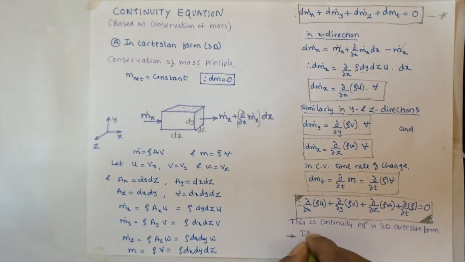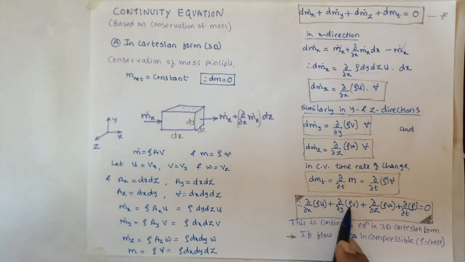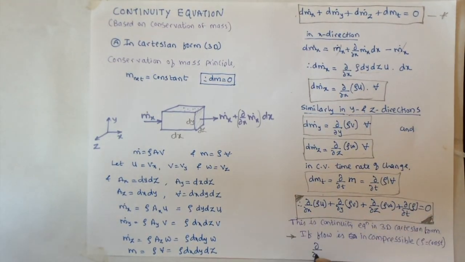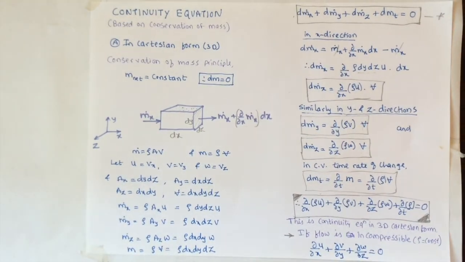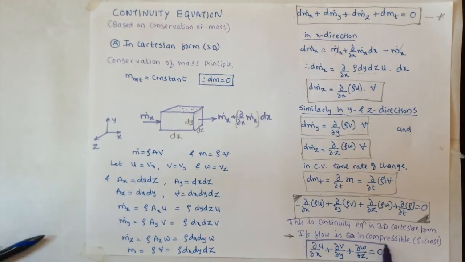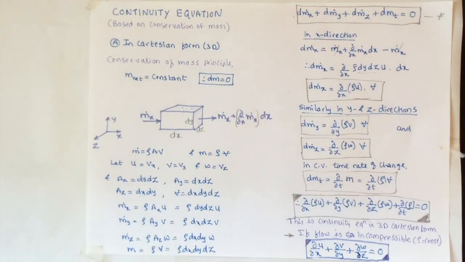Now, if the flow is incompressible, that is, density is constant, we get the simplified form: dou u by dou x plus dou v by dou y plus dou w by dou z equals 0. This is an important form because in fluid mechanics we generally treat fluid as incompressible, except in a few places where we solve compressible flows. And this is the continuity equation.